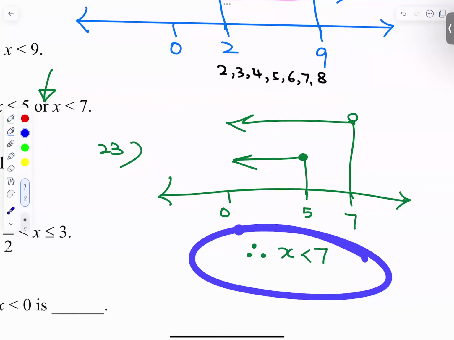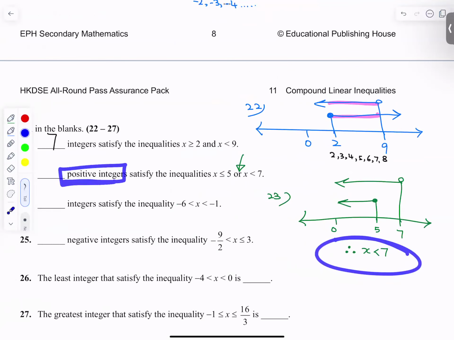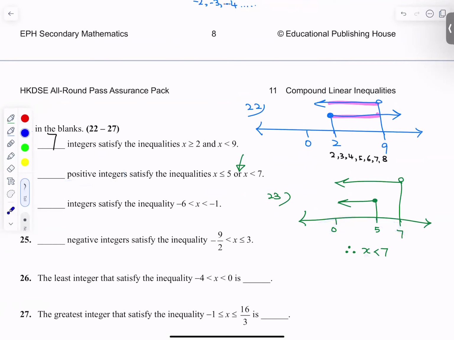So if this is your answer, can you answer here? Well, how many positive integers for this? Can you have 7? No, because there's no equal sign. Can you have 6? 5, 4, 3, 2, 1, 0, -1. Can I have 0? Can I have -1? No, because I only need positive. So how many of them? Just 6 of them.